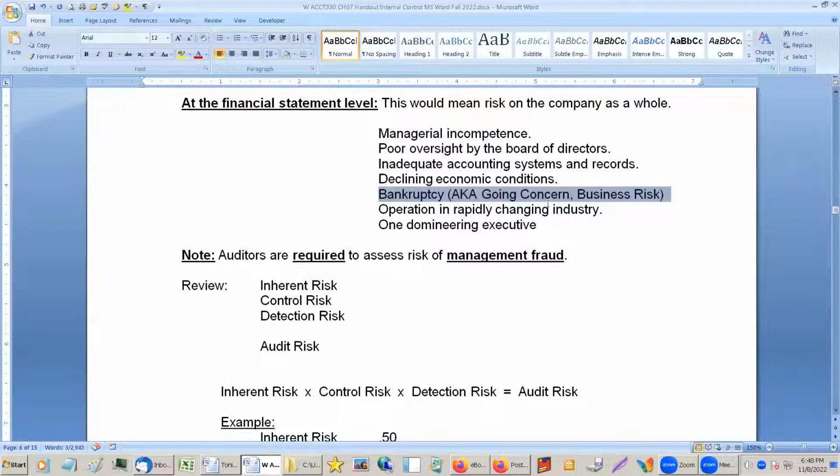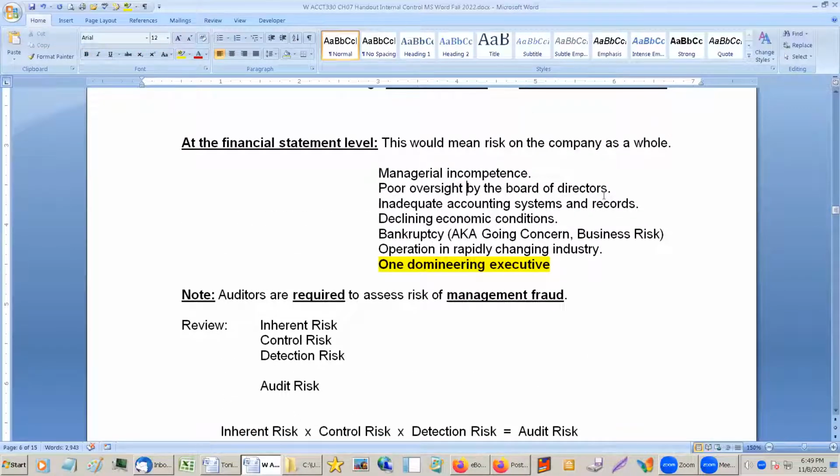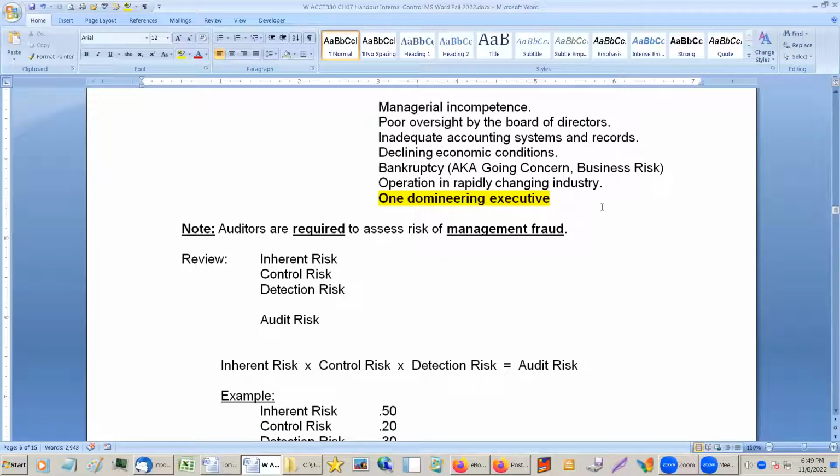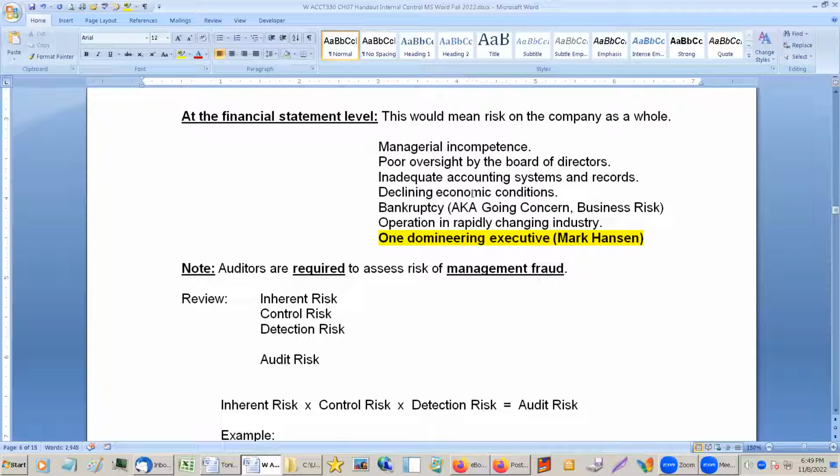Bankruptcy is always a big risk. It risks the entire financial statements because it puts an added level of problems onto them. Operating in a rapidly changing industry is another. And probably the one that almost always comes up is the domineering executive. That's huge. Going back to that Anthony case, that was Mark Hansen. When you have somebody who says whatever I say goes, that can really run into problems.